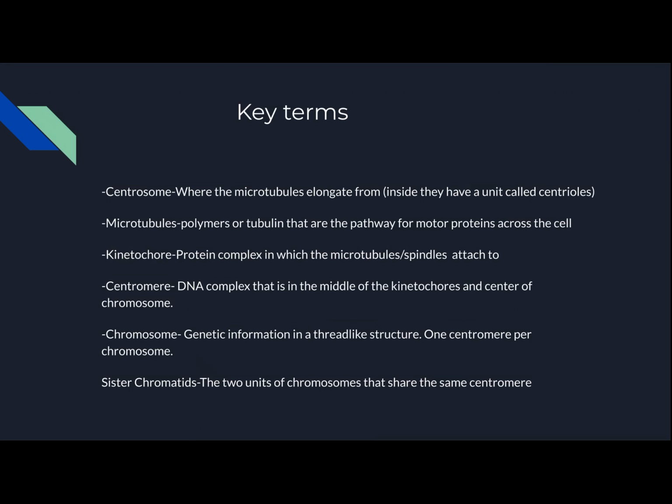So a chromosome is genetic information in a thread-like structure, and there's one centromere per chromosome. So you can count the number of chromosomes by the number of centromeres, and sister chromatids are the two units of a chromosome that share the same centromere. So those are the terms you should probably be familiar with.